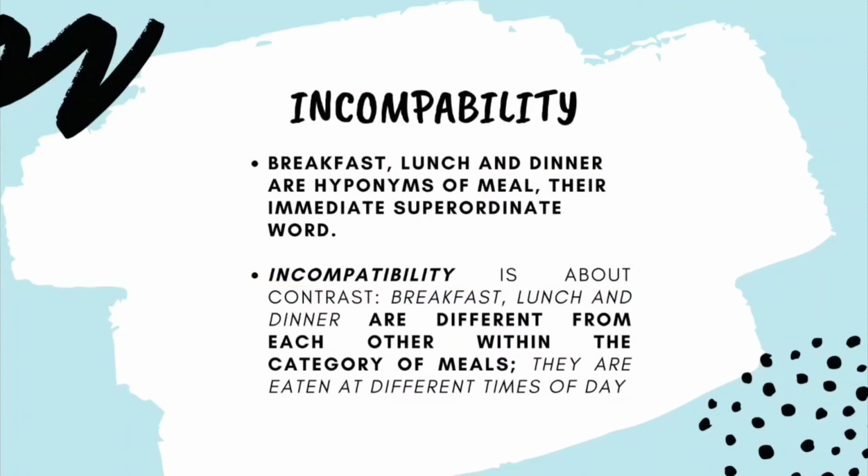Hyponymy is about classification. Breakfast, lunch, and dinner are kinds of meal, but incompatibility is about contrast. Breakfast, lunch, and dinner are different from each other within the category of meals. They are eaten at different times of day.